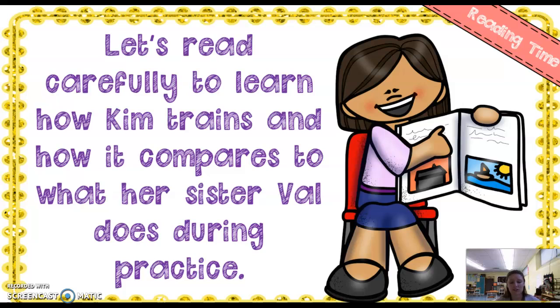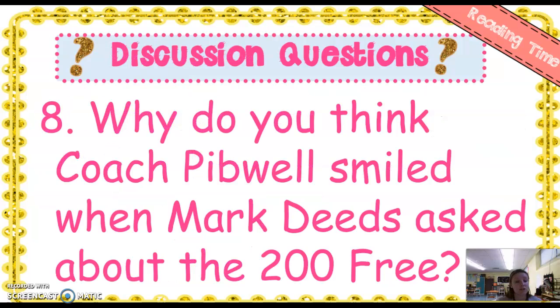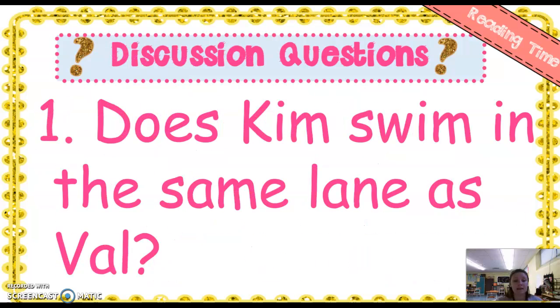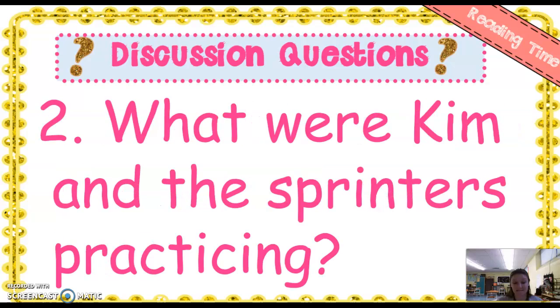I'm going to go through some questions that I want you to be thinking about before you get to your Google form. All of these questions are based on our story today, all about Kim and what she was doing at her practice. Remember, it was called Kim's training. Okay? So number 1, does Kim swim in the same lane as Val? Do they swim in the same lane? Well, they swim different races, so they don't swim in the same lane.